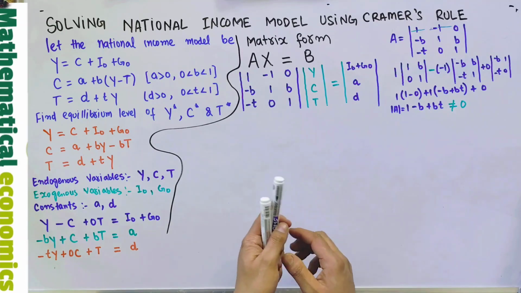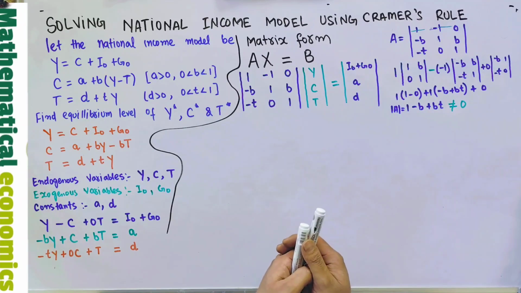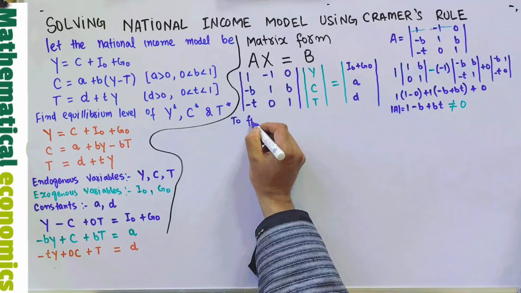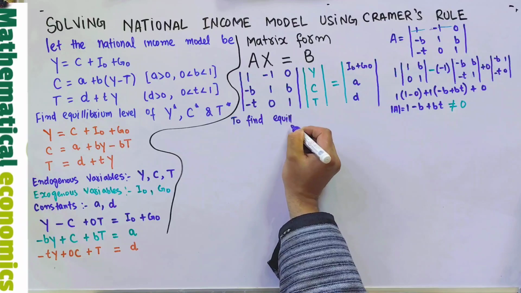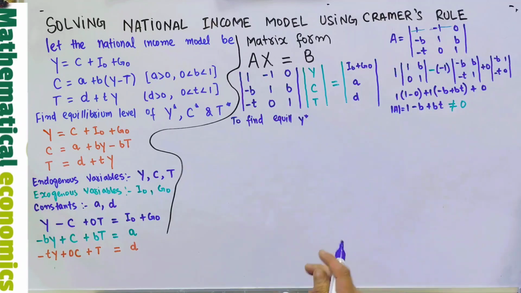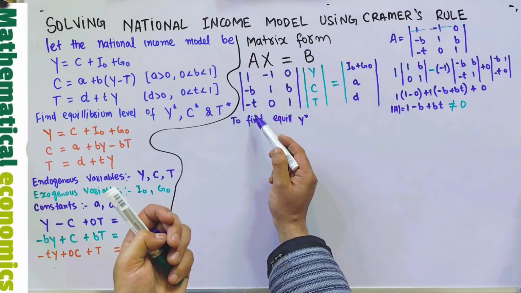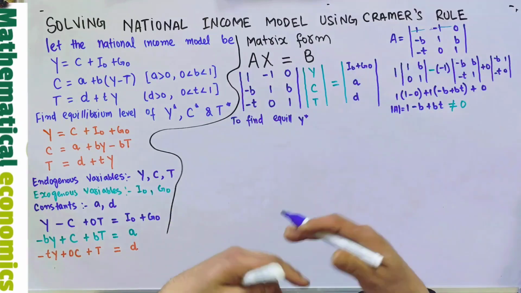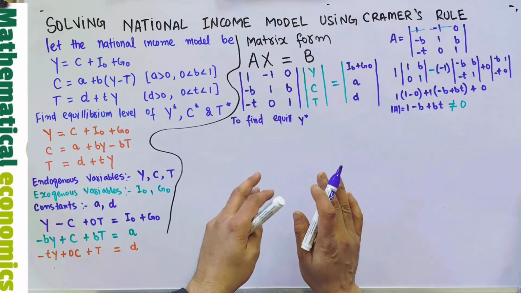To find out the equilibrium level of income, what we do is delete the first column of the coefficient matrix, rather replace it with the vector of constant terms, and form a new matrix A1. Let me explain it again.